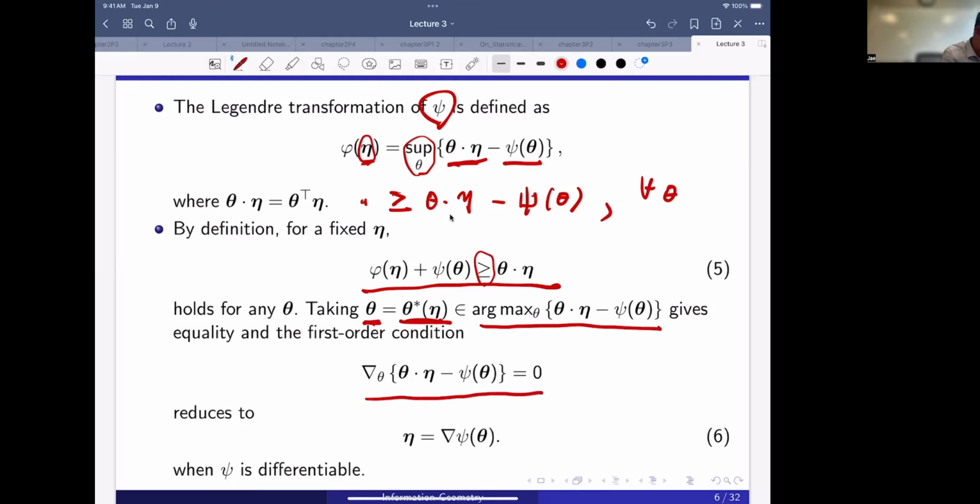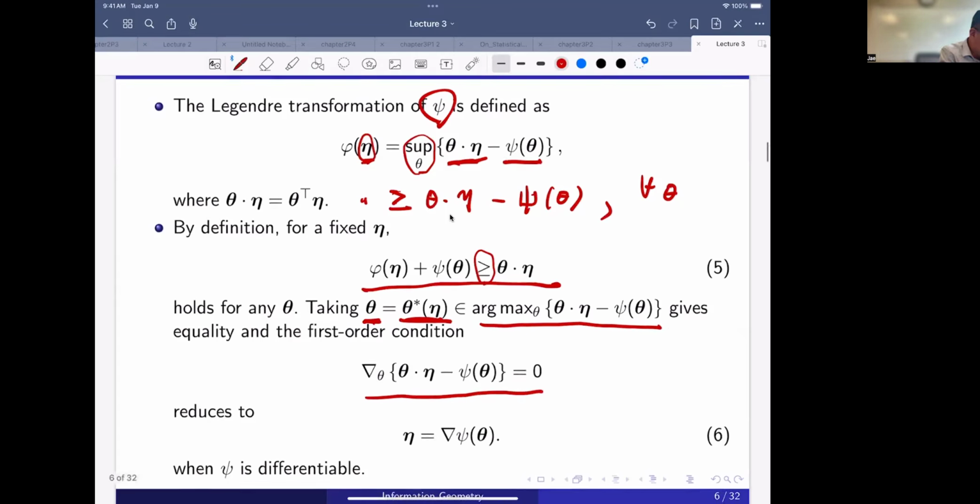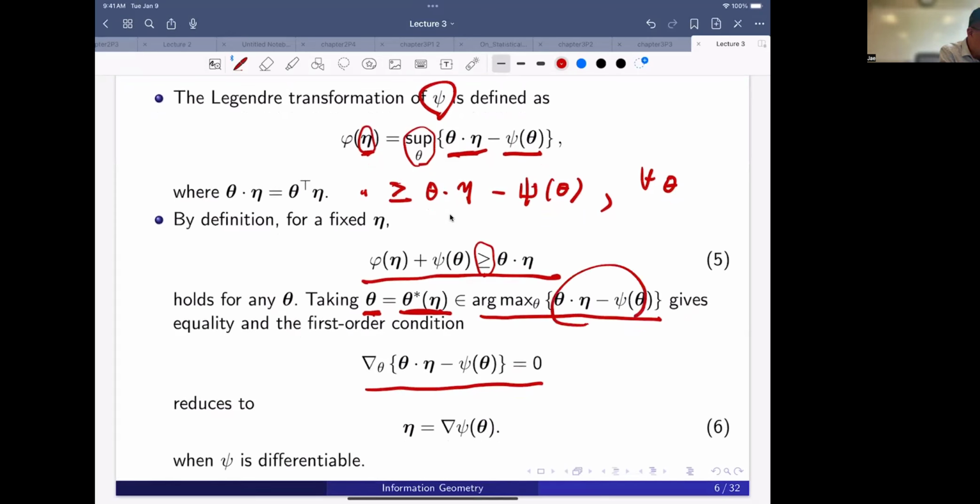So if you write the whole function and differentiate, this is called the first order condition, a necessary condition. The point at the supremum will satisfy this equation, right? So that means we will have this one.